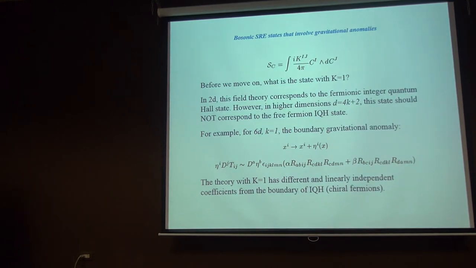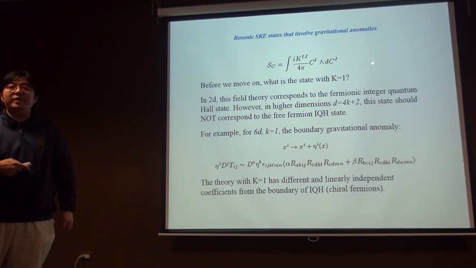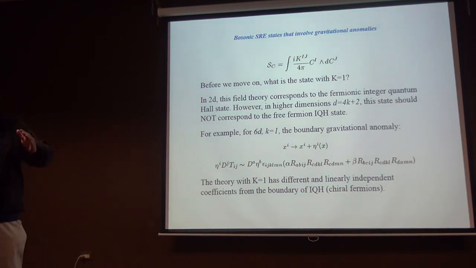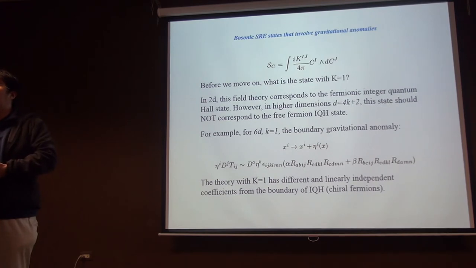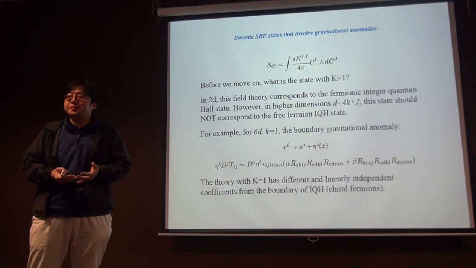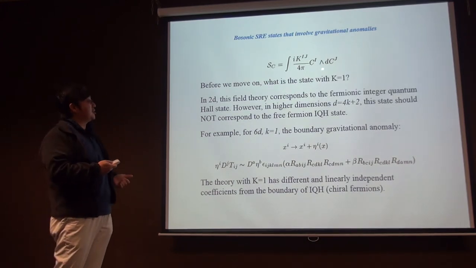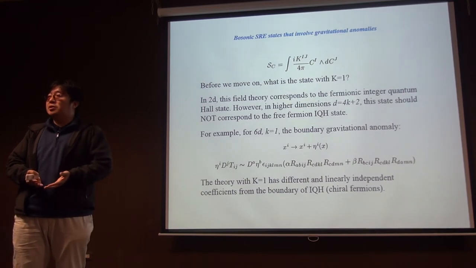Before I move on, let's discuss the simplest case where k equals 1. I said that when k is that very big matrix, this system corresponds to some bosonic short-range entangled state. Now what if I just take k equals 1? In 2+1 dimensions, if I take k equals 1, this theory is precisely the integer quantum Hall state with nu equals 1.